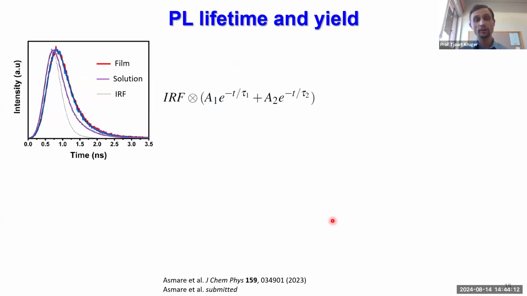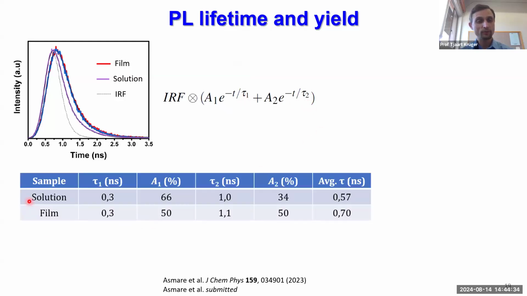Finally, one can do a photoluminescence lifetime and fluorescence yield study. Here are the time-correlated single photon counting results, where the IRF is resolved with the different exponential functions. We managed to resolve two fluorescence lifetime components. If we first consider the solution, there's a short lifetime component and a longer lifetime component. As motivated before, the long lifetime component is more likely related to H aggregates because of the symmetry forbidden transition, whereas the short lifetime is related to J aggregates.